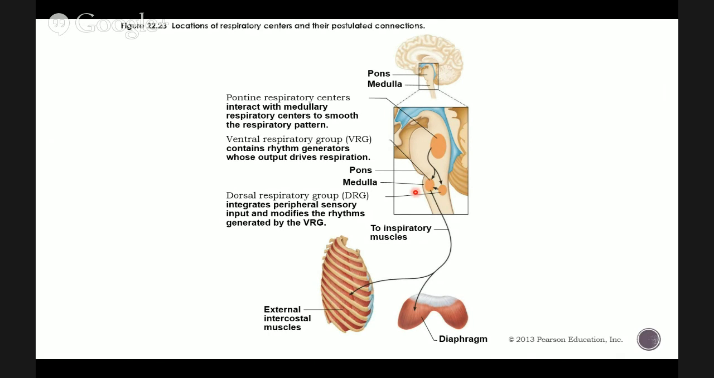So, the ventral respiratory group is going to drive the respiration, the rhythm of respiration. The ventral respiratory group in the medulla is basically going to allow you to breathe without having to think about it or worry about it. The dorsal respiratory group is going to modify the rate and the rhythm. Then you have the pontine respiratory center, which is going to smooth out the respiratory pattern. It's going to coordinate the inhalation versus the exhalation.